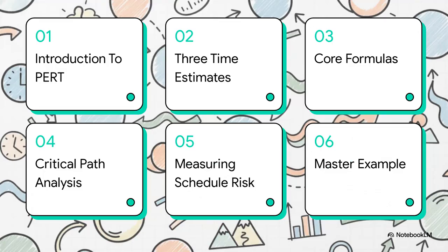Okay, let's dive into this. Here is our roadmap for today. First, an introduction to PERT. Second, the 3 time estimates. Third, the core formulas and calculations. Fourth, analyzing the critical path. Fifth, measuring project schedule risk. And finally, number 6, a comprehensive master example to tie it all together.